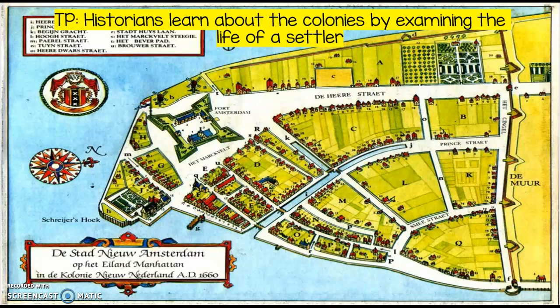In our previous lessons, we learned that the age of exploration brought many explorers to the New World, as they called it, or to America. And Henry Hudson was an explorer that claimed New York for the Dutch. And today we're going to explore how the Dutch and the British governments ruled over New York.